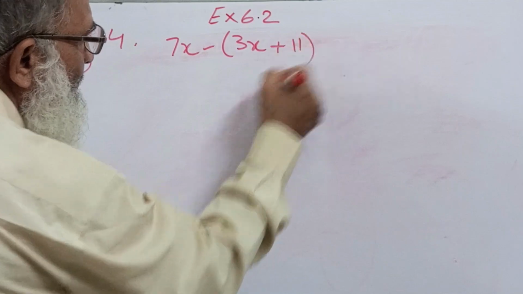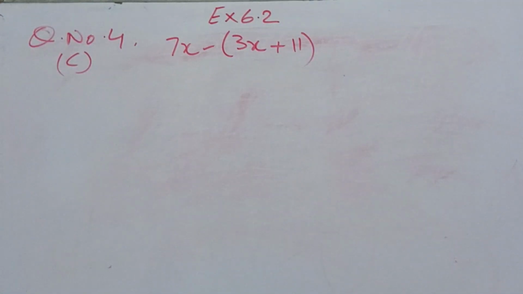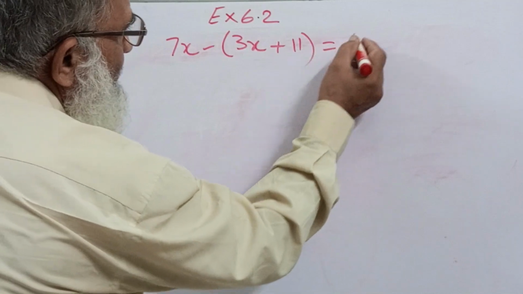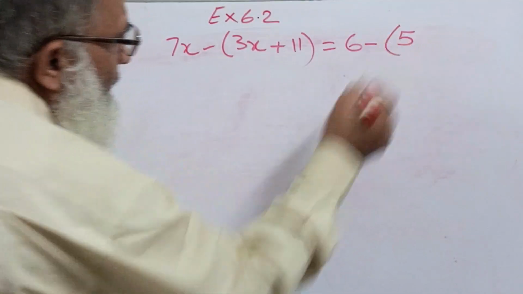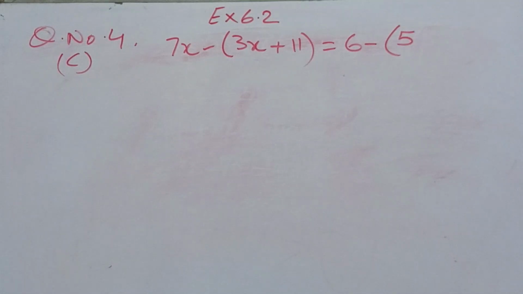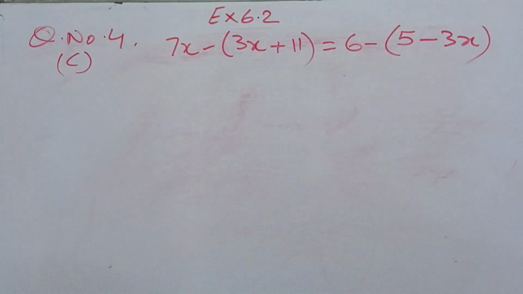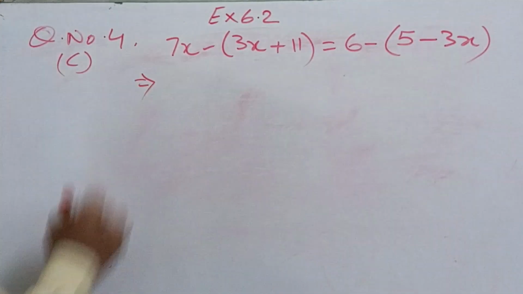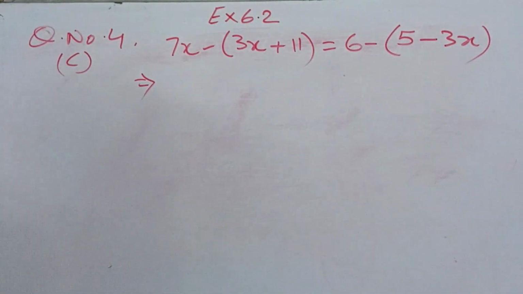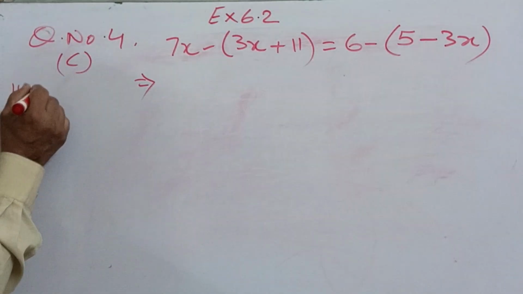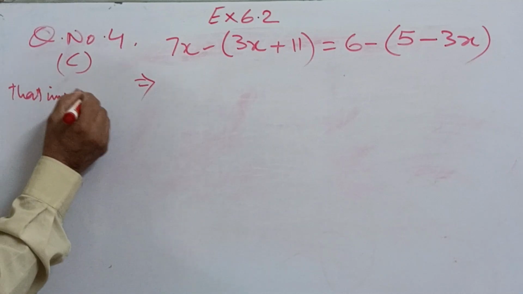7x minus (3x plus 11), enclosed in the brackets, is equal to 6 minus (5 minus 3x). Now this is the whole question. Let me check whether I have written it right or wrong. 7x minus (3x plus 11) is equal to 6 minus (5 minus 3x). Okay, it is okay. Now that implies, because this sign means that implies.